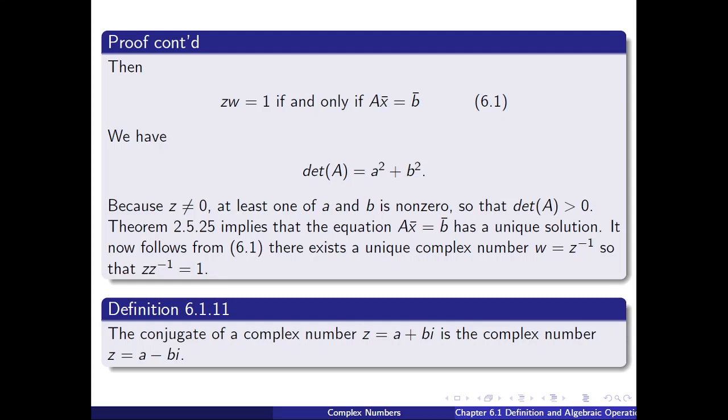Let's look at definition 6.1.11. The conjugate of a complex number z equal to a plus bi is the complex number z bar, there's supposed to be a bar here on top, which is equal to a minus bi, right? So this is a complex number related to z.